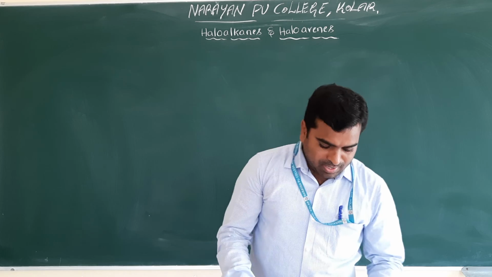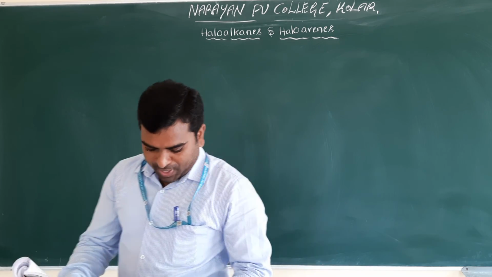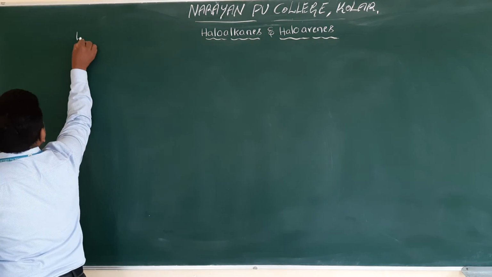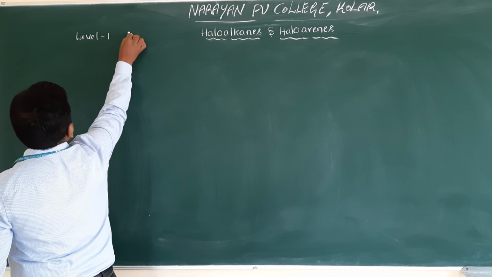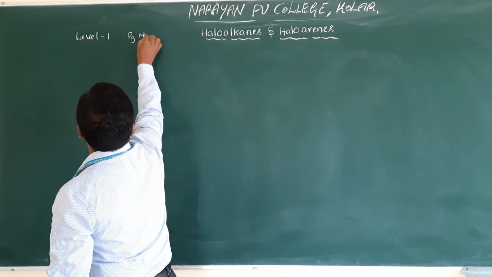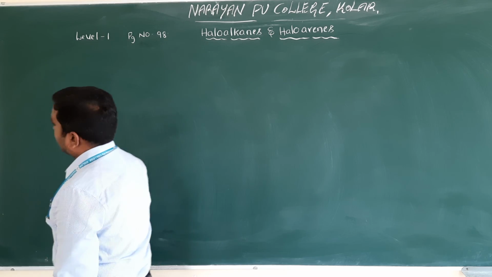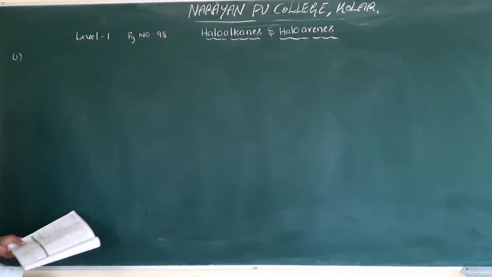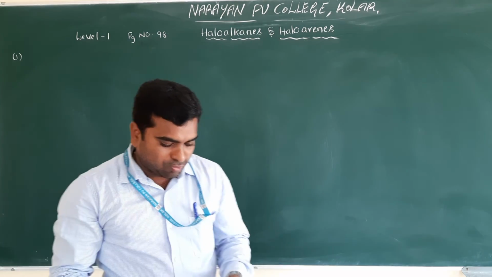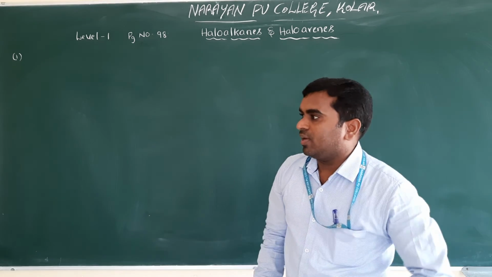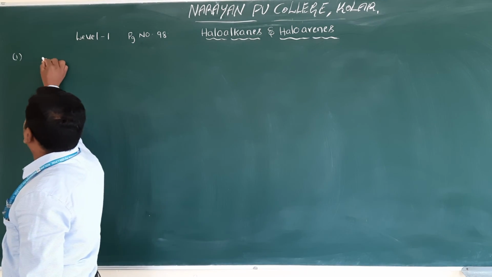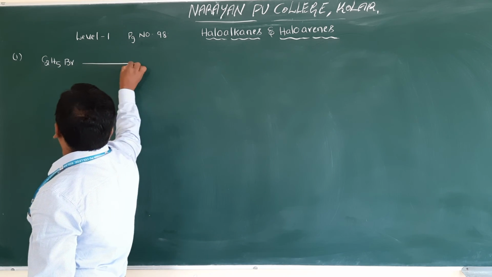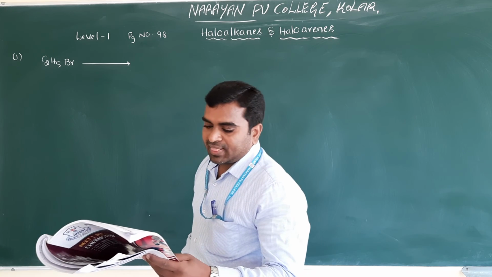See, here in your competitive book, page number 98, level 1. See the question here. First question: ethyl bromide can be converted into ethyl alcohol. Ethyl bromide, you know the formula of ethyl bromide? C2H5Br. Ethyl bromide should be converted into ethyl alcohol.